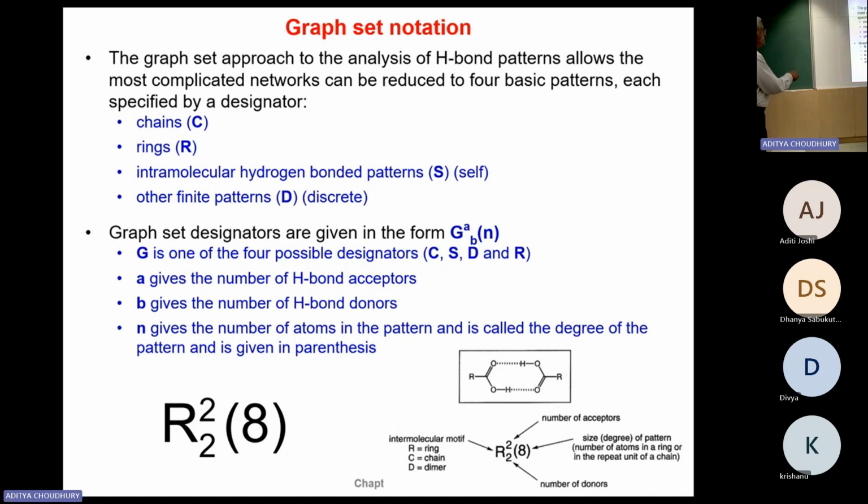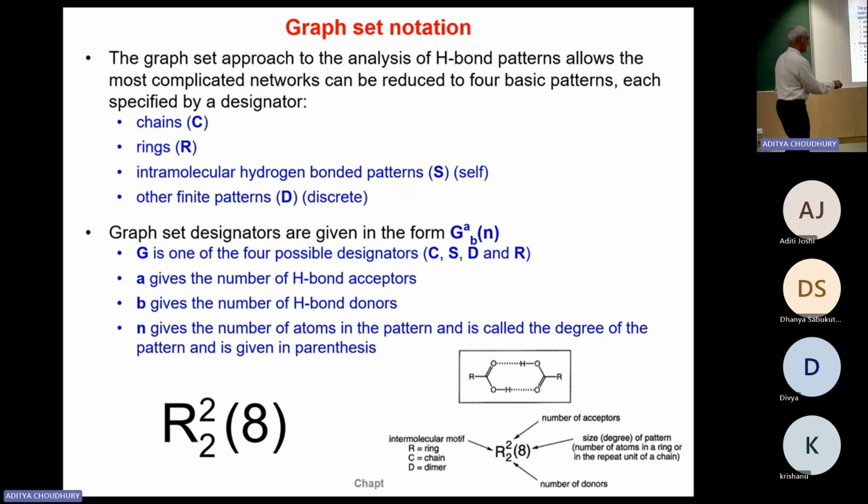If it's an intramolecular hydrogen bond, or a finite pattern, only a discrete dimer or trimer, you say D. So graph set notation is given like G, A, B, N. G describes whether this is a chain, a ring, an intramolecular, or a finite pattern. A, the superscript, is the number of hydrogen bond acceptors, A for acceptor, remember. B, the subscript, is the number of hydrogen bond donors, and N gives the number of atoms in the pattern.